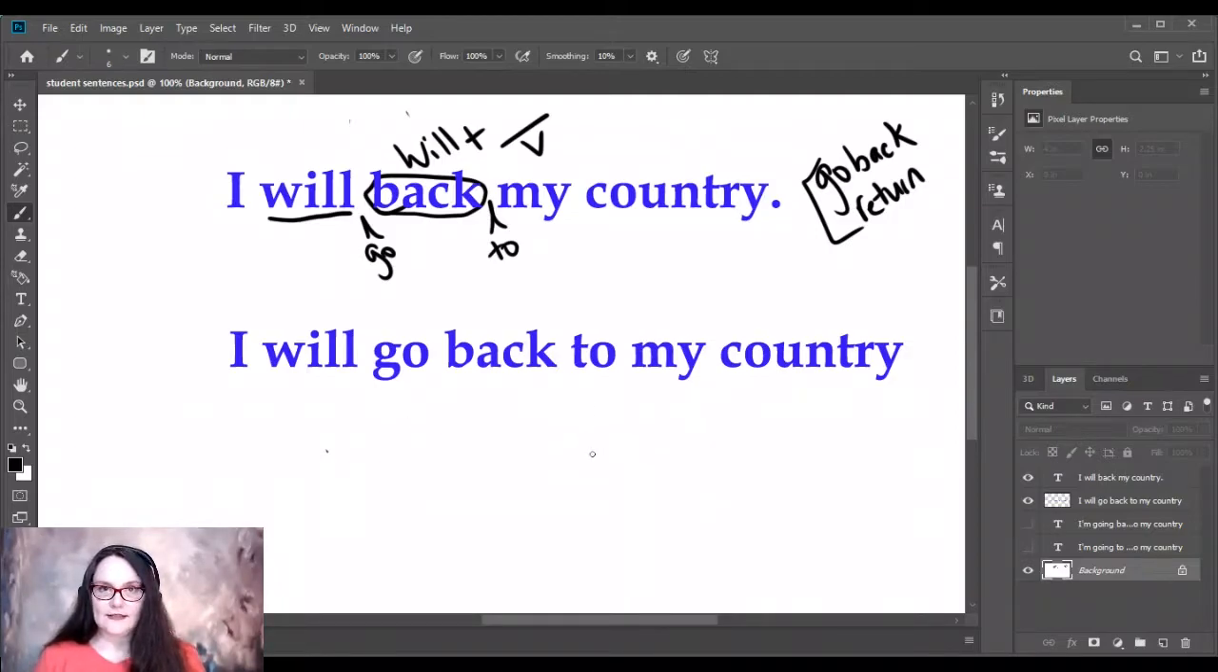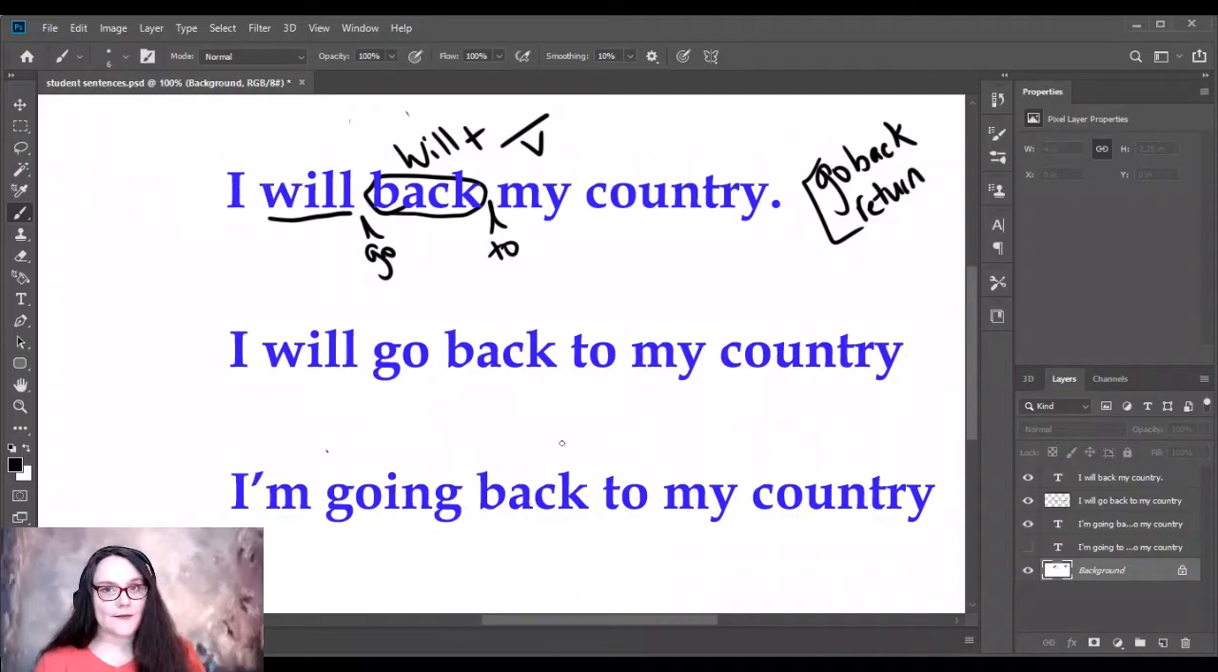But I don't want to stop there. If someone were to ask me the question, I would respond a little bit differently. I would say, I'm going back to my country. So let's talk about that. What tense are we in? This first one is future tense. What tense is this sentence? This sentence is actually present continuous.